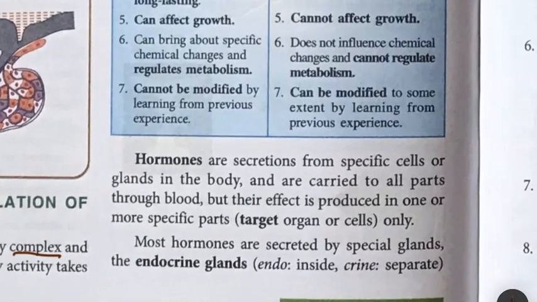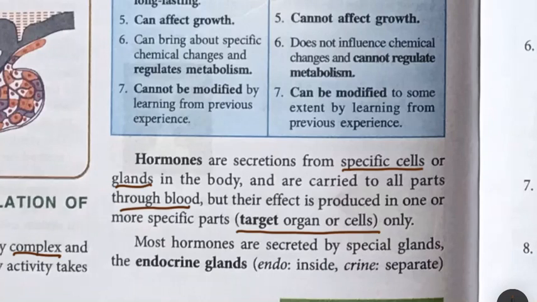Now, hormones are secretions from specific cells. They are produced in a certain gland or a certain cell in the body, and then carried to all the different parts through the blood, and wherever their effect is supposed to be produced, it will be given to that certain part. That part is known as the target organ or cells.